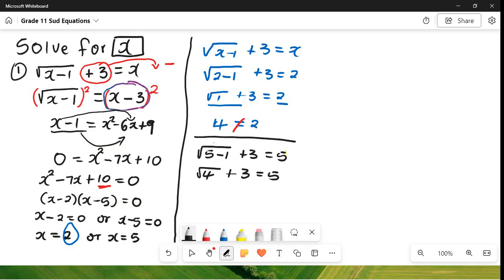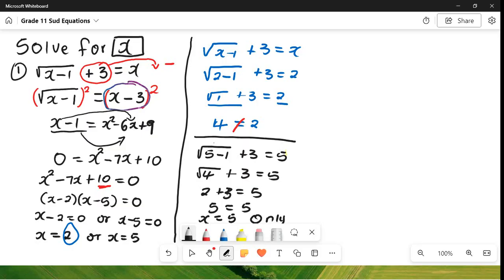What is the square root of 4? I'm sorry, I just gave you the answer. The square root of 4 equals 2. So we have 2 plus 3 equals 5. And then 5 is equal to 5. What does this tell us? It tells us that x equals 5 only.